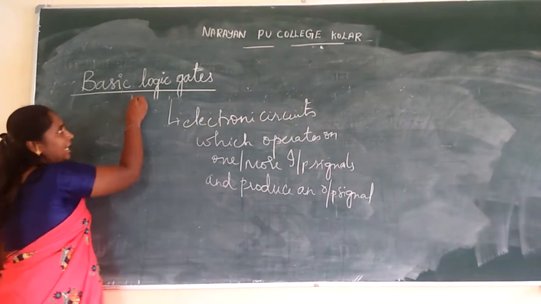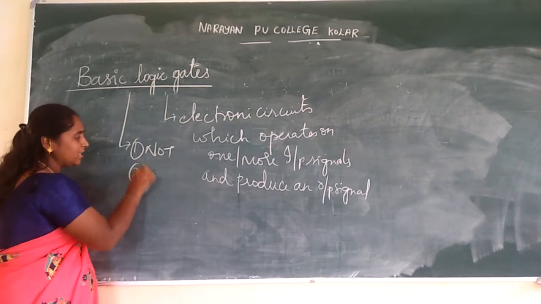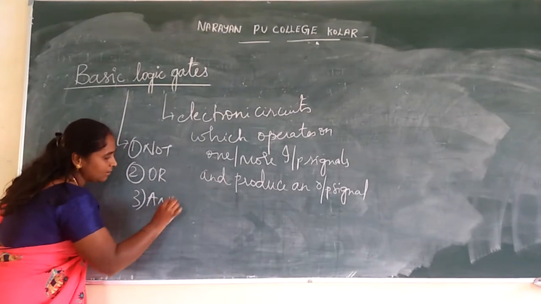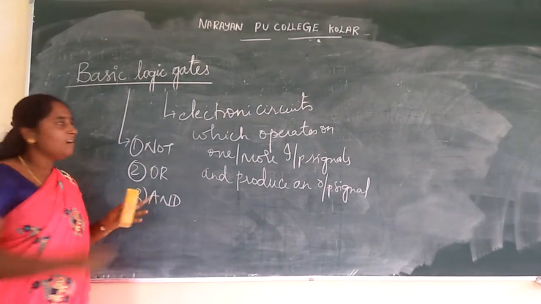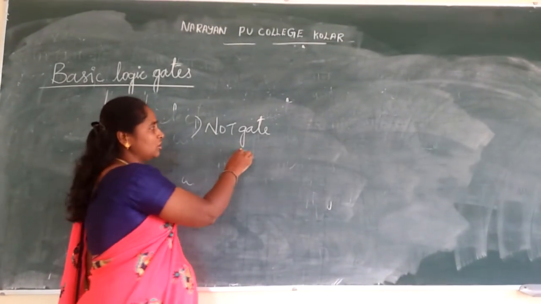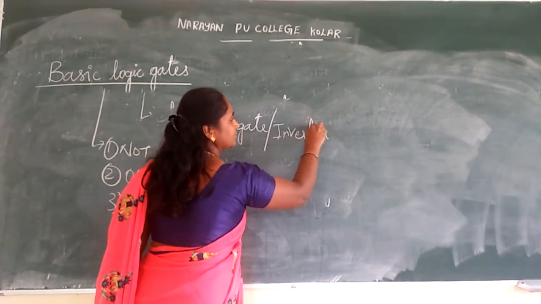There are three types of logic gate. First one is the NOT gate. Second one is the OR gate. Third one is the AND gate. We will discuss one by one. First one is the NOT gate. This NOT gate is also called the inverter gate.